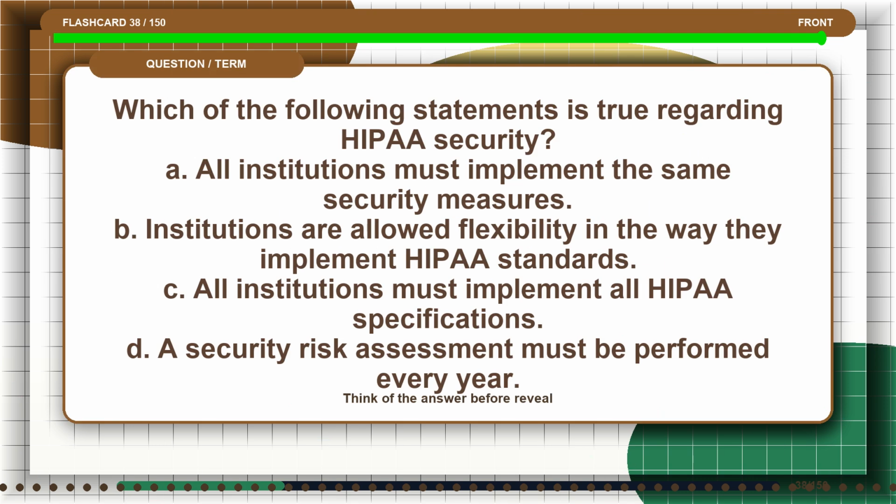Flashcard 38. Which of the following statements is true regarding HIPAA security? A. All institutions must implement the same security measures. B. Institutions are allowed flexibility in the way they implement HIPAA standards. C. All institutions must implement all HIPAA specifications. D. A security risk assessment must be performed every year. Think of the answer before the reveal.